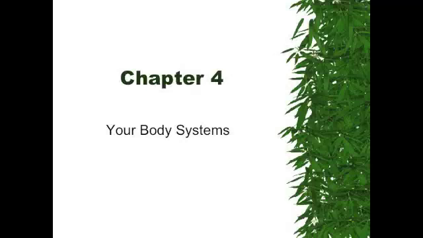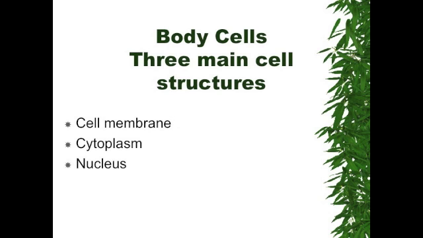Chapter 4, Your Body Systems. In this chapter, we will review the body systems you learned about in 6th grade. Your body cells have three main structures: the cell membrane, the cytoplasm, and the nucleus. The nucleus is the brain of the cell.